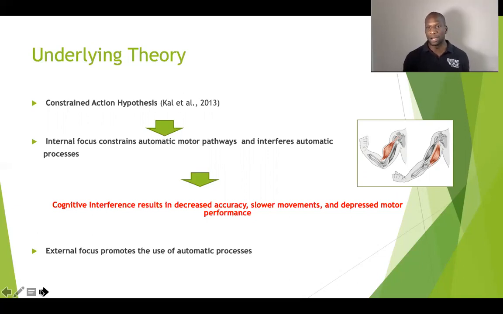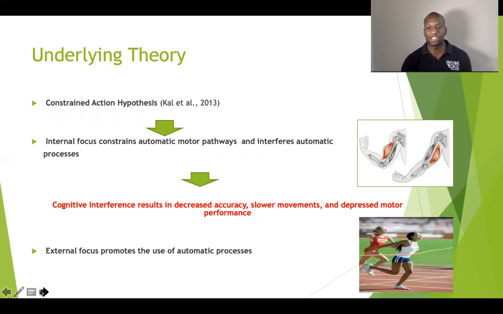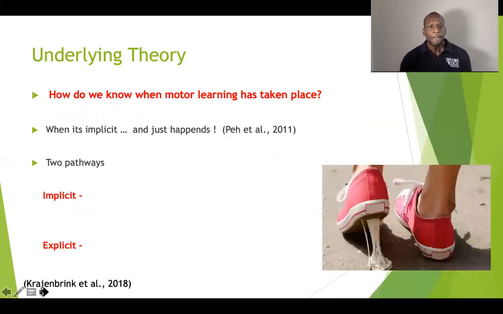So, for example, if we ask them to contract their bicep muscle, what we're likely to see is some cognitive interference, which results in reduced accuracy, slower movements, cold contractions, and generally depressed motor performance. Whereas if we use an external focus, the process appears to be much more automatic and also automated.